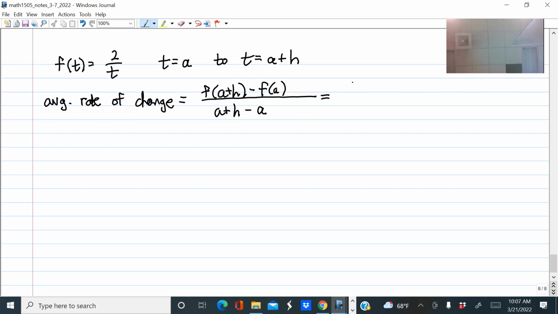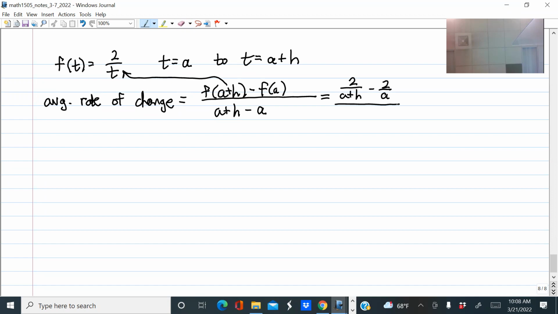So f of a plus h is going to be 2 over a plus h, right? You're just substituting a plus h for t here in your function formula. And then f of a, also equally easy, right? That's going to be 2 over a.